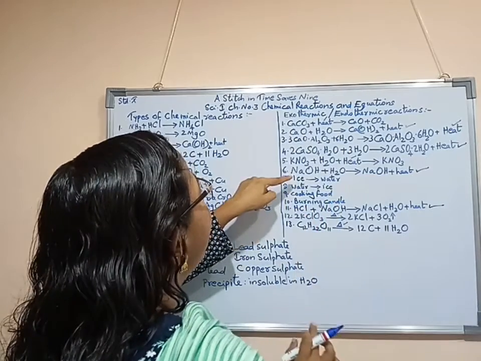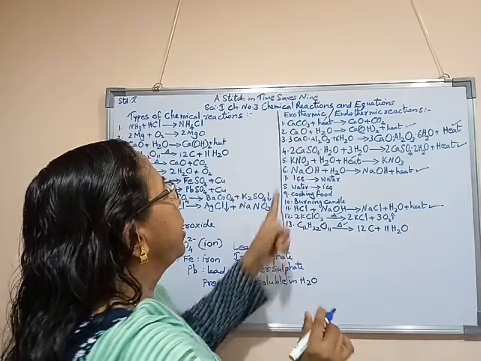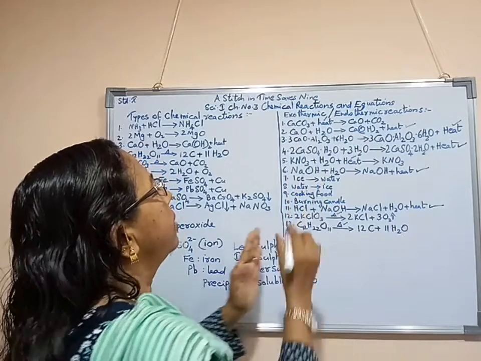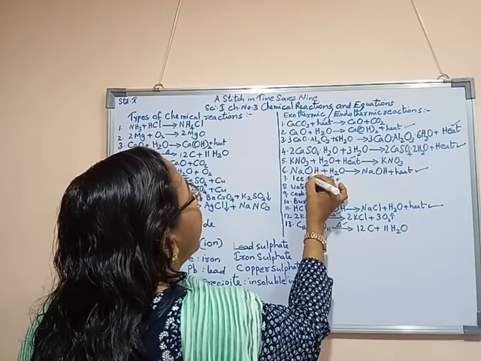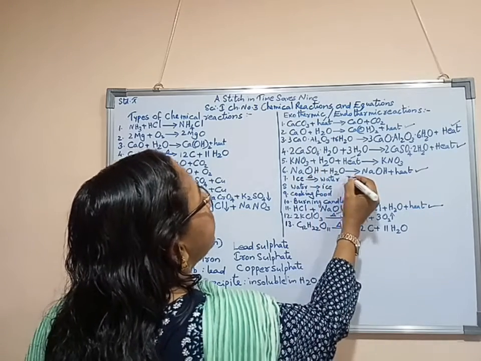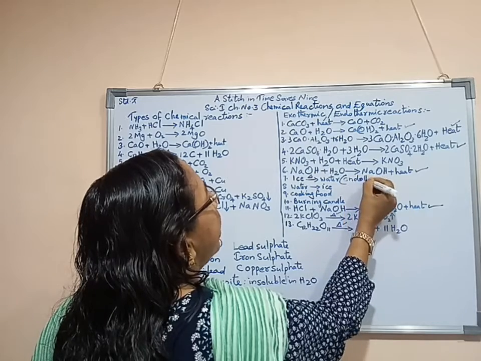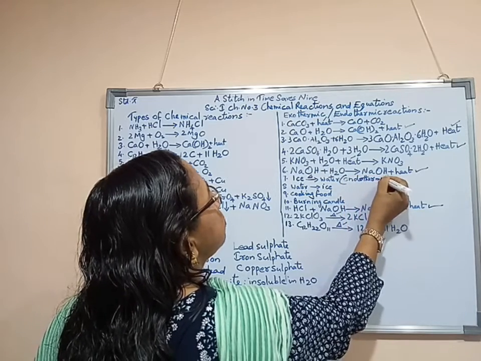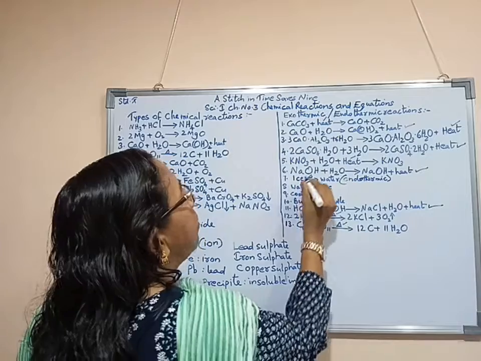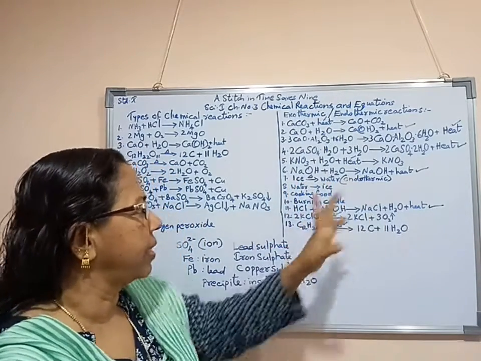Now here, conversion of ice to water. Conversion of ice to water means we have to supply heat to ice. So we can say that this is an example of endothermic reaction. We need to supply heat to ice, then only ice will transform to water.